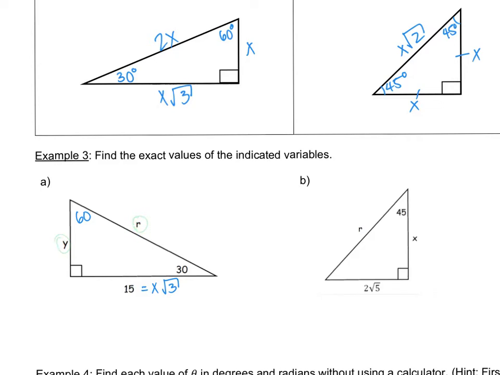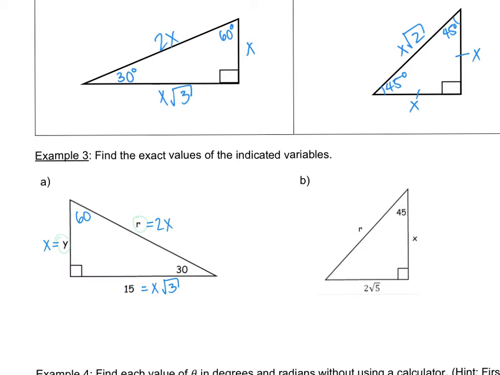But I do know that y should be x, the value of x, right? Whatever this x is, this would be the value. And this r here is going to be twice whatever x's value is. So I can start brainstorming here.